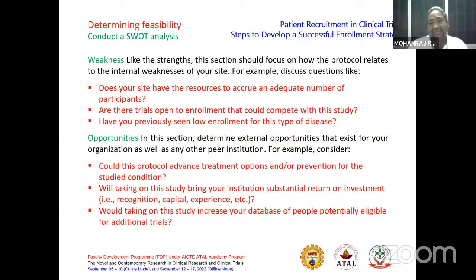And a very important thing in the particular feasibility is opportunities. So what are all the benefits of the particular research, and what are all the risks, and what are all the initiatives we have taken to outweigh the risk and achieve the maximum benefit of the particular protocol for the clinical research study.